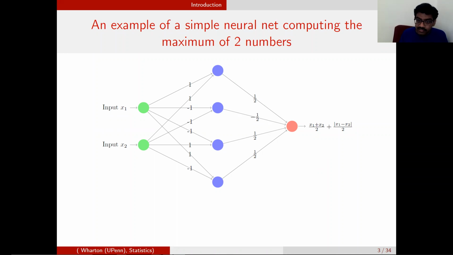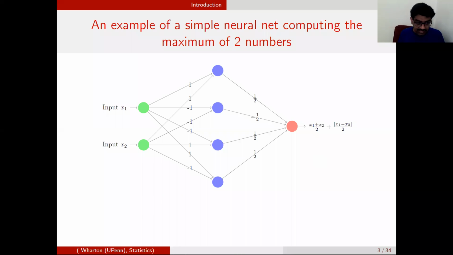And the red is the output gate, which is a summing gate, which takes a weighted sum of the outputs of all the blue gates. And you can convince yourself that this is a simple neural net which computes the max of 2 numbers. So here is a simple function implemented by a simple neural network of depth 2, because the distance of the input to the output is 2. And the width of this neural network will be set as 4 because there are 4 blue gates.